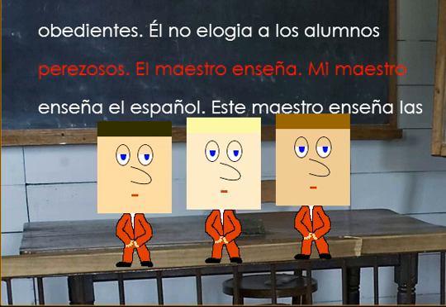So, like, él no elogia is like he doesn't praise, and then that's called a personal a, and you have to put that in front of people. Like whenever you're doing something to a person, you got to put an a. But if you're doing it to a table, then you don't put an a. There's more rules than that, but that's basically it. He does not praise the lazy students.